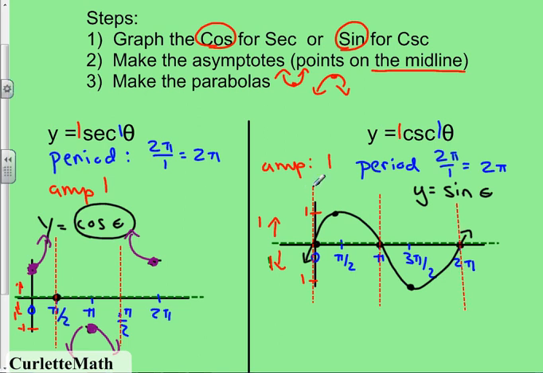Now I take my points remaining, which will be max and min points, and I graph in my parabolas in the opposite direction. Now don't forget, the sine function here was just an outline to help us graph, so we need to erase that away. So all that we have left is our parabolas for our cosecant function. Great job so far. Let's look at 2 others.